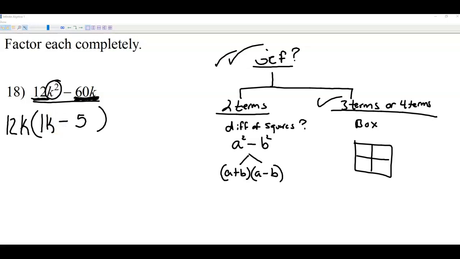Now, next we would say, okay, there's 2 terms. Maybe it's a difference of squares. Well, it is a difference, but they're not squares. We can't take the square root of that or the square root of that. There's not a number that you can multiply by itself to get those. And so we're done. It wasn't a difference of squares, so we can't go any further with that one. It was just a GCF problem.